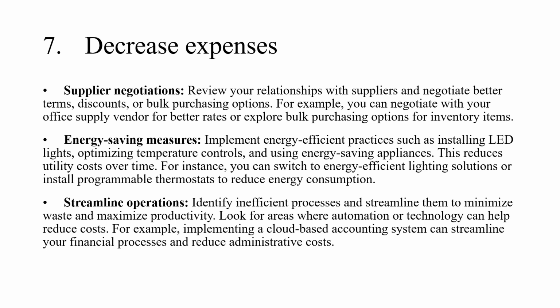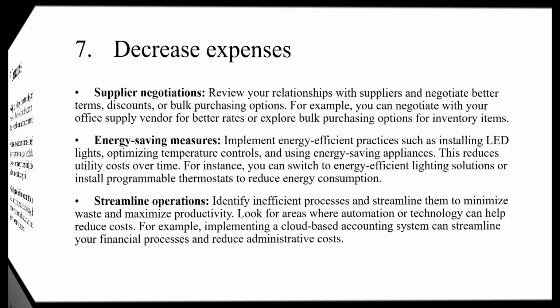This reduces utility costs over time. For instance, you can switch to energy-efficient lighting solutions or install programmable thermostats to reduce energy consumption. Streamline operations. Identify inefficient processes and streamline them to minimize waste and maximize productivity. Look for areas where automation or technology can help reduce costs. For example, implementing a cloud-based accounting system can streamline your financial processes and reduce administrative costs.